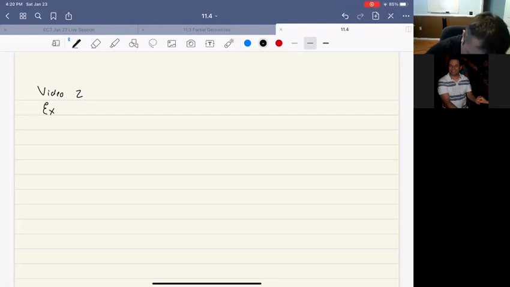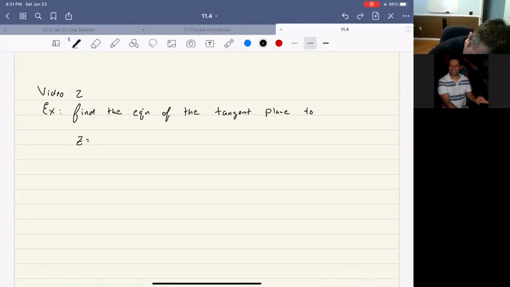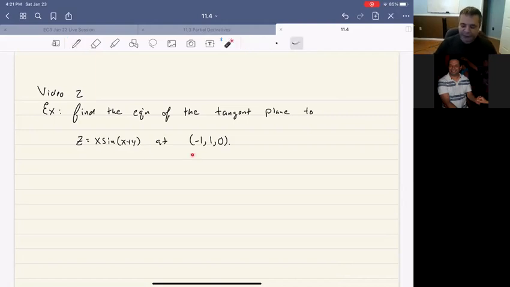First example, let's find the equation of the tangent plane to z equals x sine of x plus y at -1, 1, 0. Now one of the things I like to do is always check to make sure that this point is indeed on the surface. So I'm going to check.